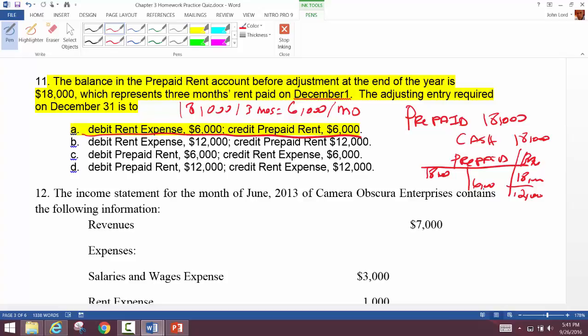That's a pretty steep rent. Must be quite a place. Okay?